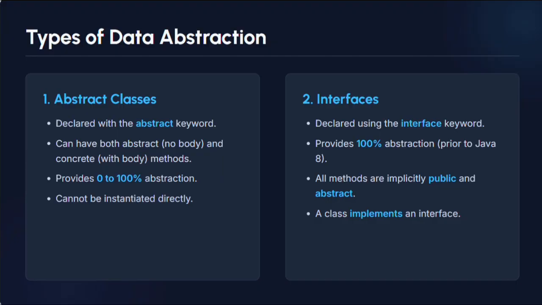When it comes to interfaces, the interface keyword must be declared. It is mandatory. It provides 100% abstraction prior to the Java 8 version. All methods are implicitly public and abstract. A class implements an interface. Remember and note: for abstract classes, the abstract keyword is to be declared; for interfaces, the interface keyword is to be declared.